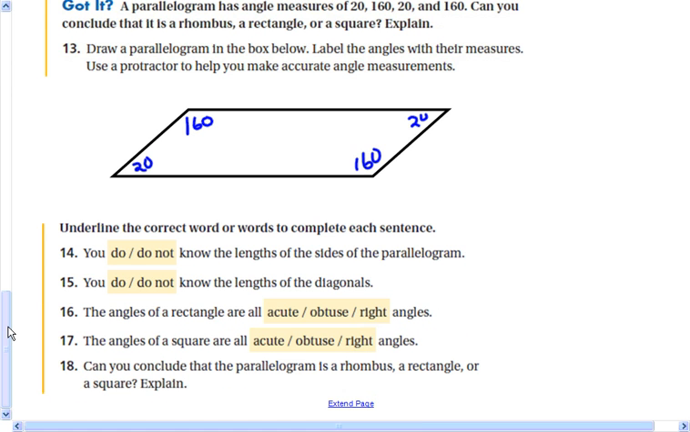So given the information, you do not know the lengths of the sides of the parallelogram. You do not know the lengths of the diagonals. The angles of a rectangle are all right angles, so we know this isn't a rectangle. The angles of a square are all right angles. Can we conclude that this parallelogram is a rhombus, a rectangle, or a square? We can't conclude any of those. We would need to know that all the sides are congruent to conclude that it's a rhombus, and we don't have that.